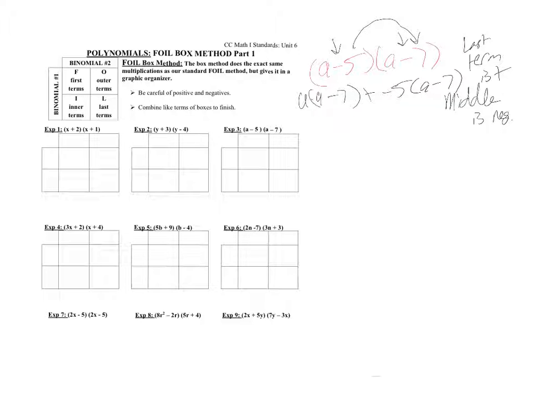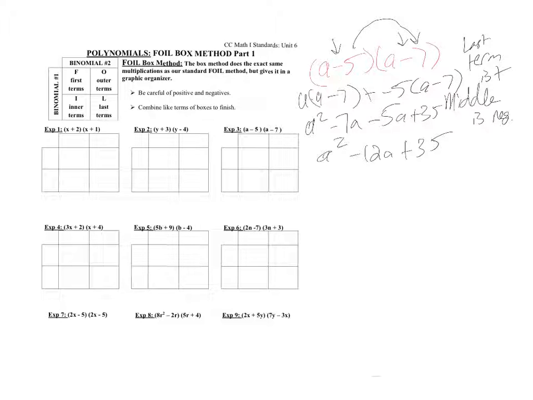So a times a is a squared. A times negative 7 is negative 7a. Negative 5 times a is negative 5a. And negative 5 times negative 7 is positive 35. All right, so now we're going to combine our terms in the middle. Negative 7 plus negative 5 is negative 12a. We're going to bring down the things that we haven't changed.